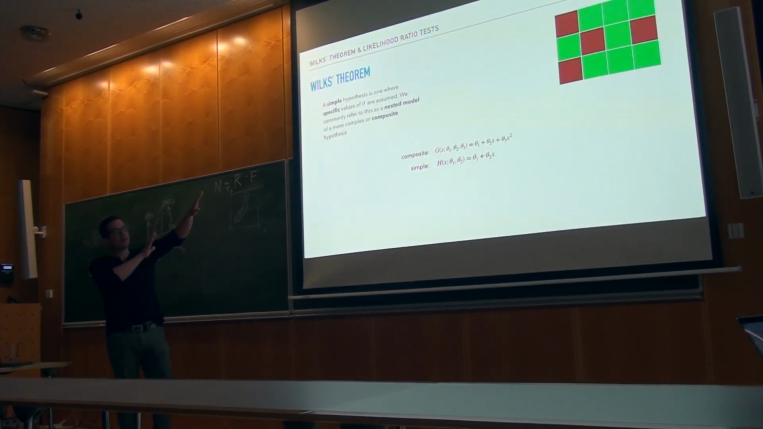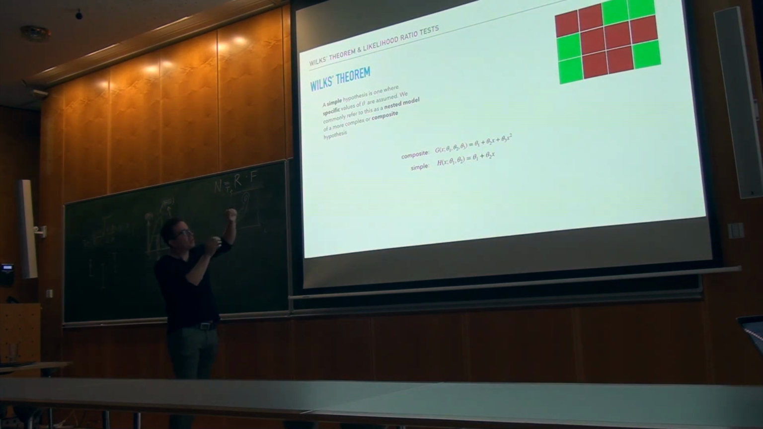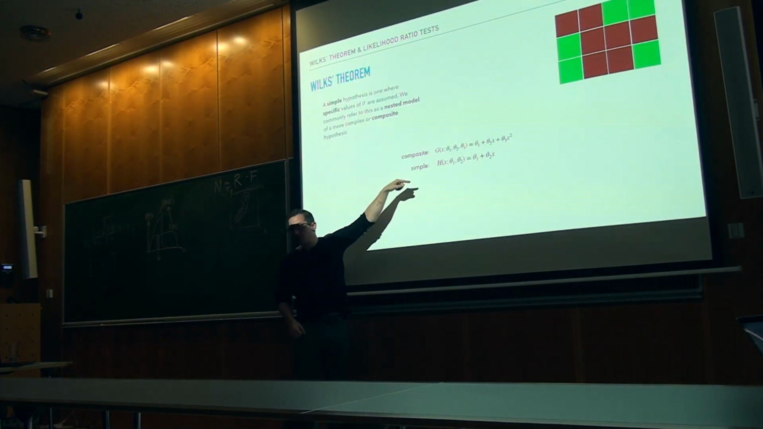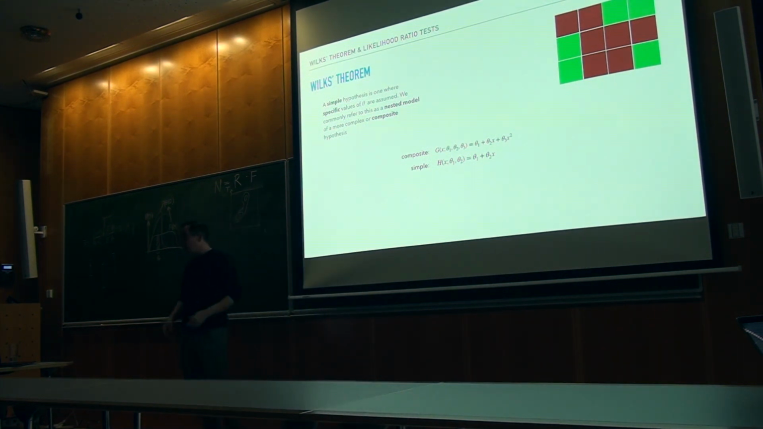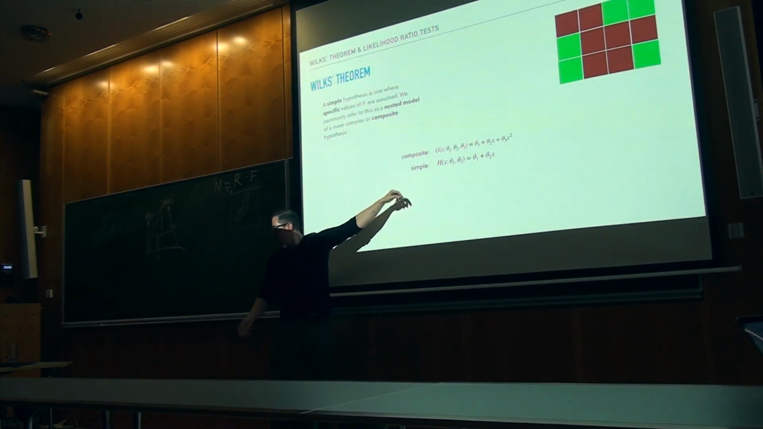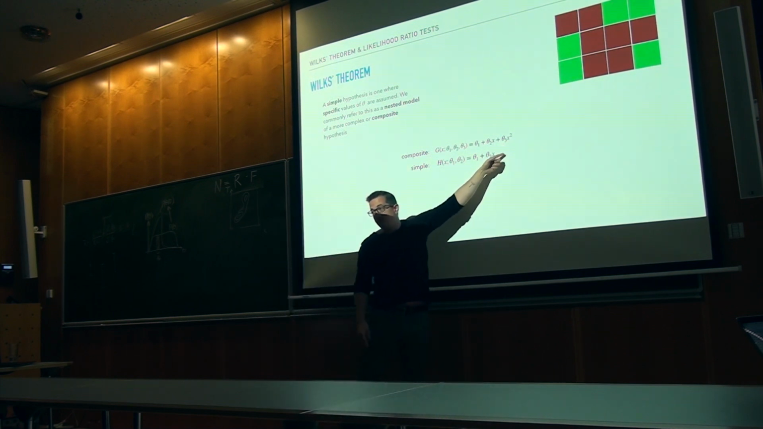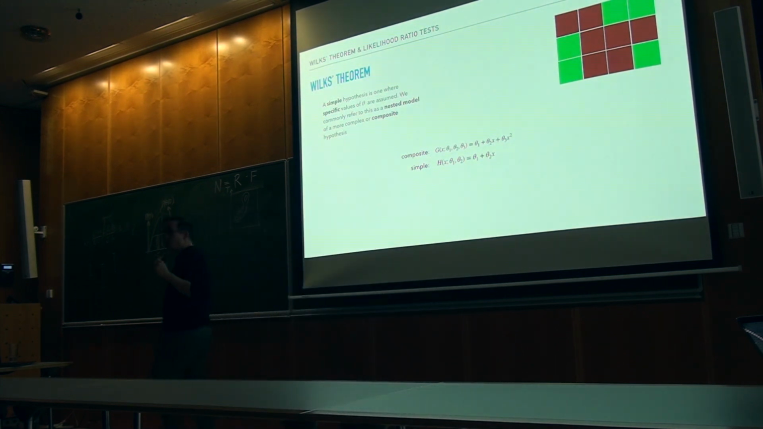You can imagine that the red and green squares are components of a model that can take on different values. But what Wilks said is that you can have a composite hypothesis and a simple hypothesis. We sometimes call this a nested model, right? So that means that this simple model is a very special case of the composite model. In this case, this theta 3 would be set to 0. And this is the only situation in which you can use the likelihood ratio test, period.